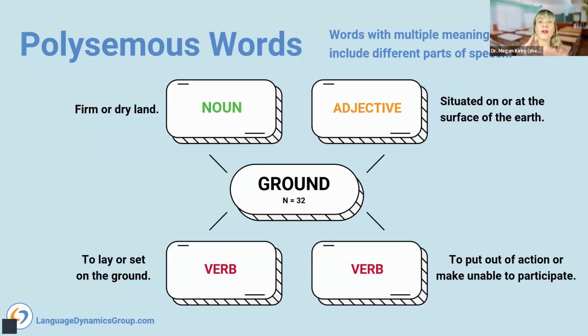So for example, I put the word ground here on this slide, but ground actually has 32 different meanings. I'm only showing 4 different meanings across 3 different parts of speech, right? So ground could be, I got grounded, right? So I got in trouble. So I can't participate and go outside anymore. I grounded the ball, so I laid it down. Something is on the ground, so the ground itself being firm or dry land, right? Or the ground itself, like the soil versus being on the ground. So we're talking about all these. This is just 4 out of 32.